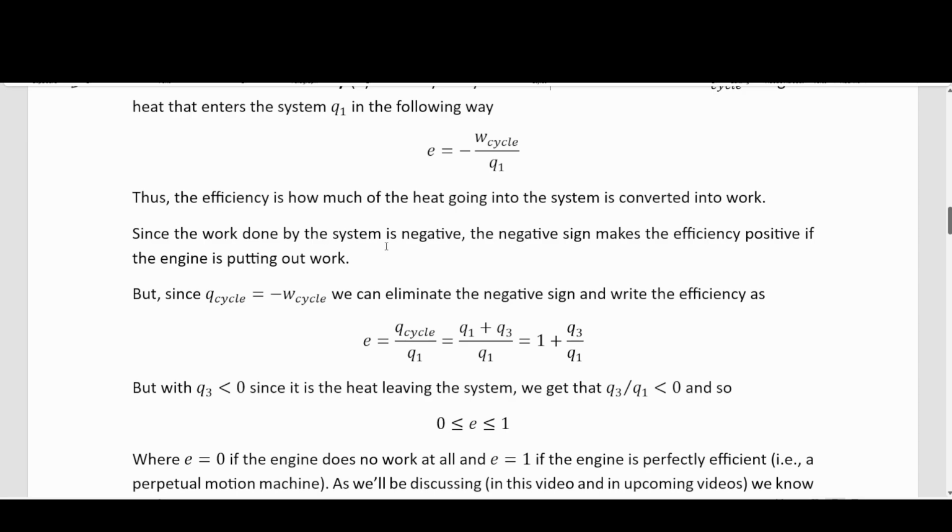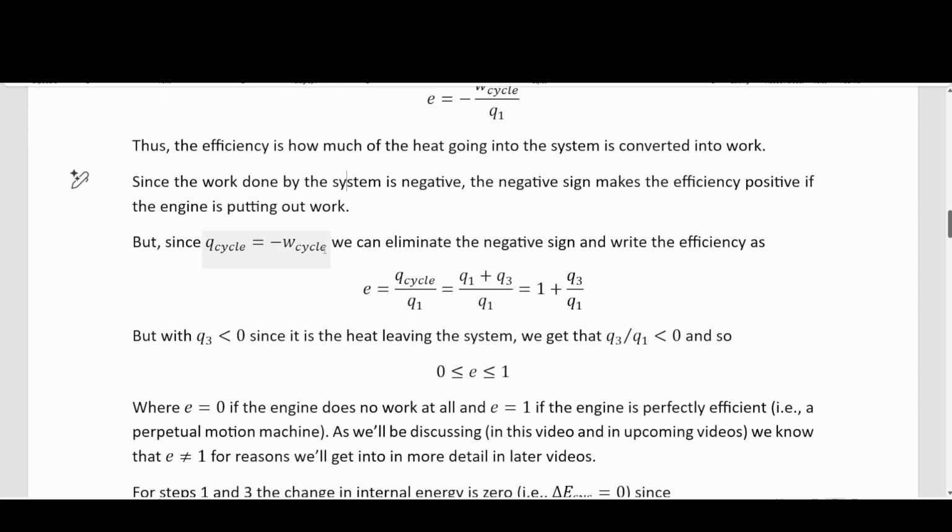Since the work done by the system is negative, this negative sign makes the efficiency positive if the engine is putting out work. So if our engine is actually doing work, that should give us a positive efficiency. But since the heat is equal to the negative work, we can eliminate the negative sign and write the efficiency like this: Q cycle over Q1, where Q cycle is just Q1 plus Q3. So it's Q1 plus Q3 over Q1. Q1 over Q1 is 1, and then we have Q3 over Q1.